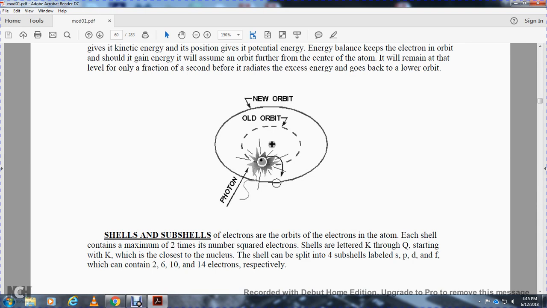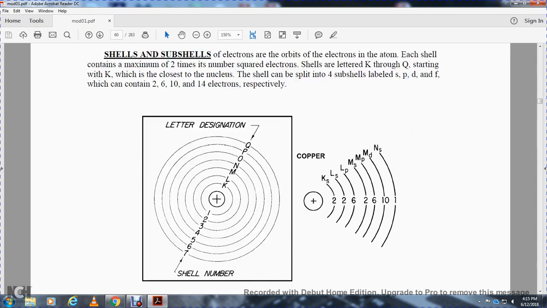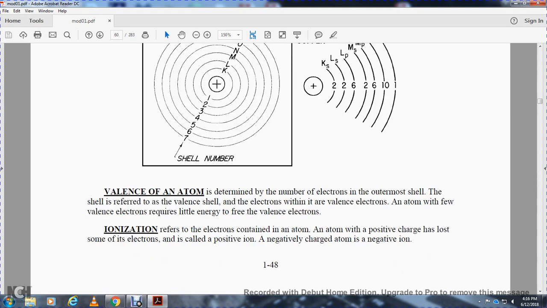The shells contain a maximum of 2n squared electrons. The shells are lettered K through Q, starting with K, which is closest to the nucleus. The shells can be split into four subshells labeled S, P, D, and F, which contain 2, 6, 10, and 14 electrons respectively. Shells are numbered K1, L2, M3, N4, O5, P6, and Q7. Copper, for example, shows 2, 2, 6, 2, 6, 10 in the K, L, and M shells, with the S, P, and D subshells.